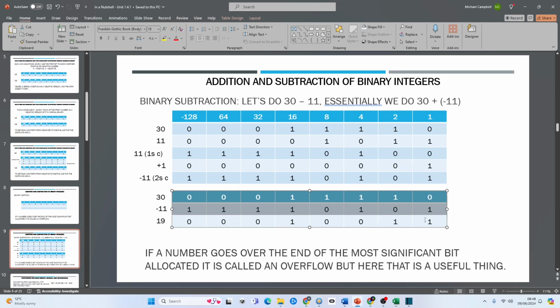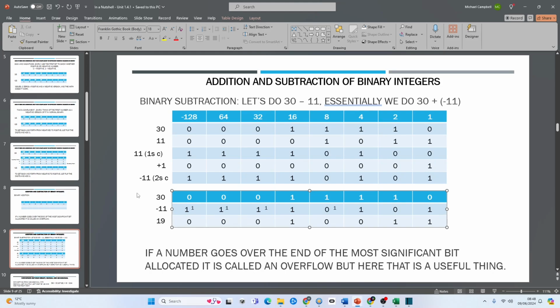So 0 plus 1 is 1. 1 plus 0 is 1. 1 plus 1 is 0 carry 1, which I haven't got here for some reason, so I'm just going to put there a little 1. There we go. 1 plus 1 is 0 carry 1. 1 plus 1 is 1 carry 1. So I'm just going to put a little 1 there. I don't have my pen with me, so I can't draw on it, annoyingly. And then 1 plus 1 is 0 carry 1, and again 1 plus 1 is 0 carry 1, and again 1 plus 1 is 0 carry 1.